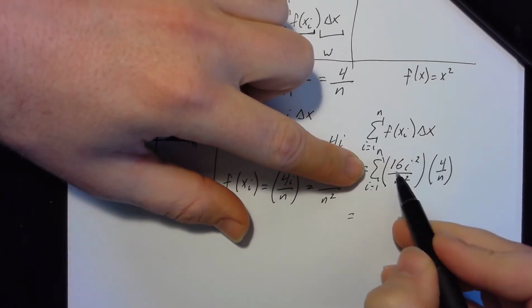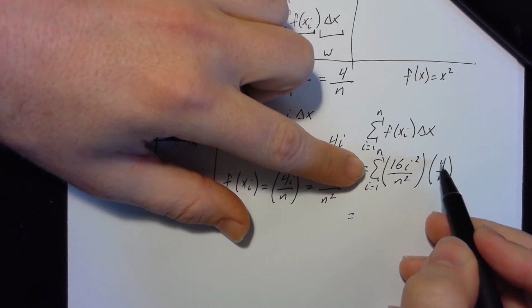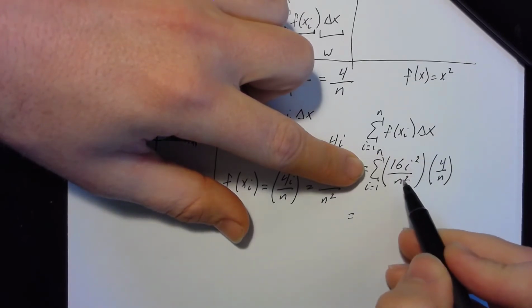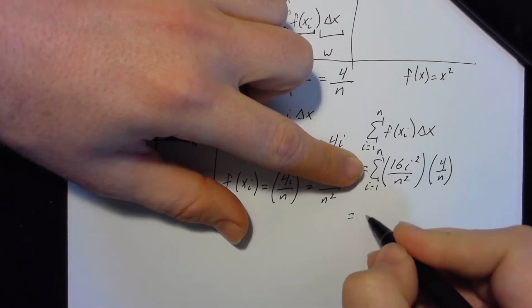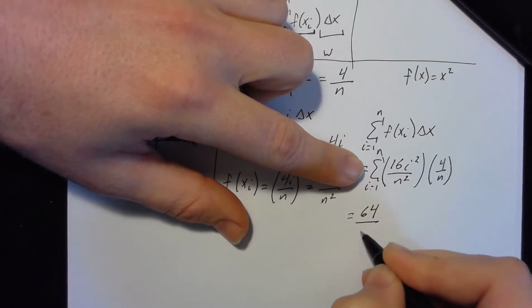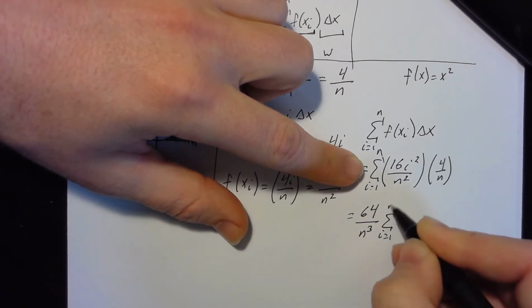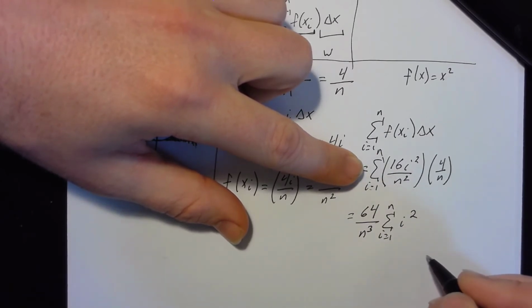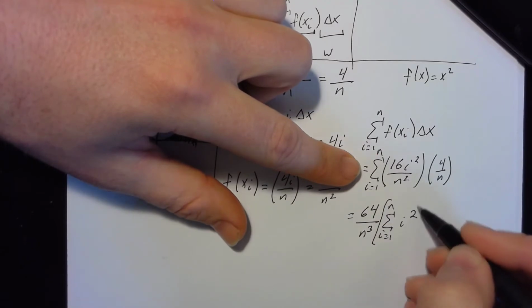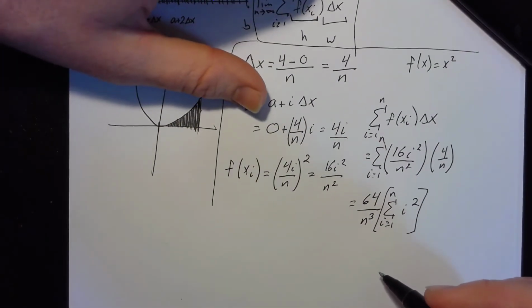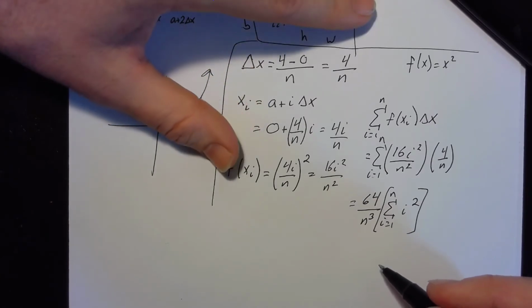So when I multiply 16 times 4, and I end up with 64, and I have n times n squared and get n cubed, I can factor out 64 over n cubed outside of that summation, where I'm left with the summation of i squared. Now this summation should look familiar. It's one of the values we've worked with in terms of those formulas.